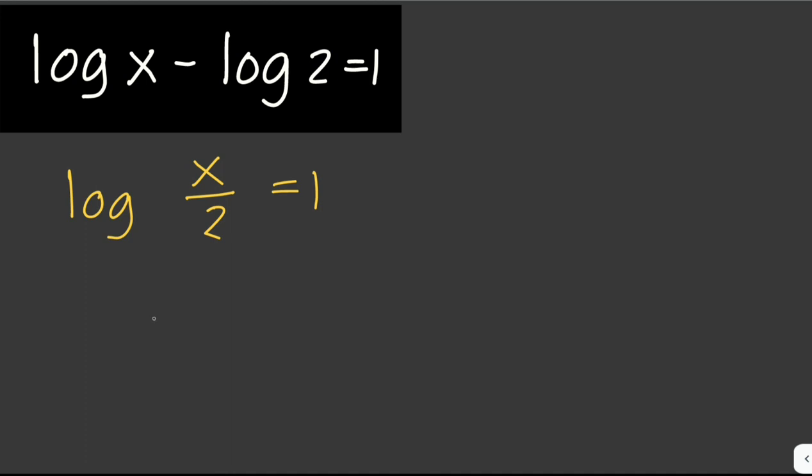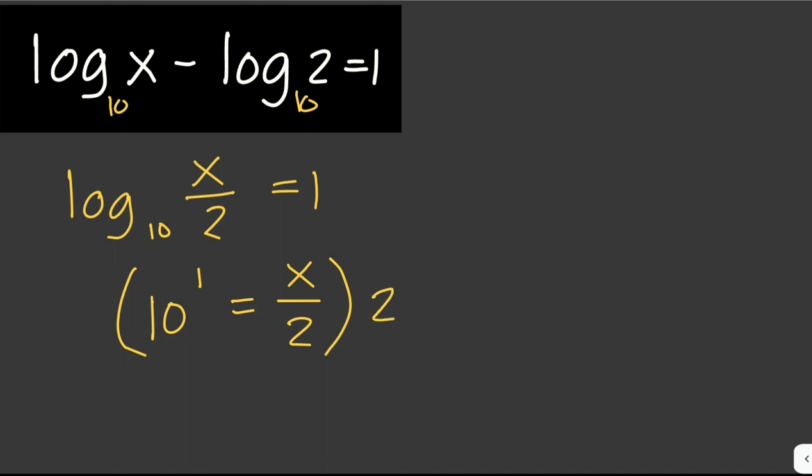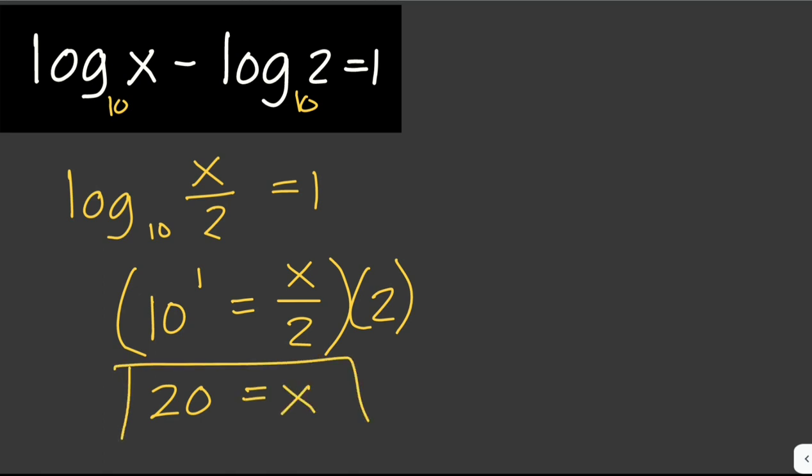Then we can write this as 10 to the 1 equals x over 2. So this is 10 here. Then we multiply both sides by 2. This would be 20. So the value of x here is equal to 20.